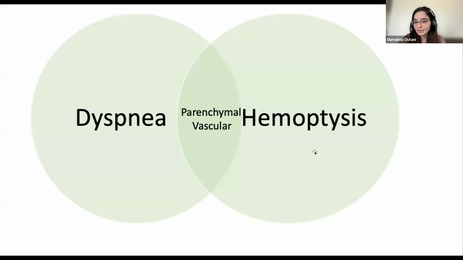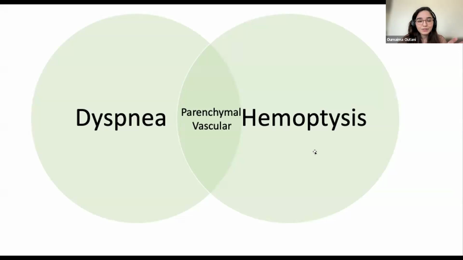Was it at the parenchymal level, at the alveoli, for example? Is it a tumor? Is it a tuberculoma that then eroded into the vessel? Or was it a vascular problem that then eroded into the alveoli and gave us hemoptysis?